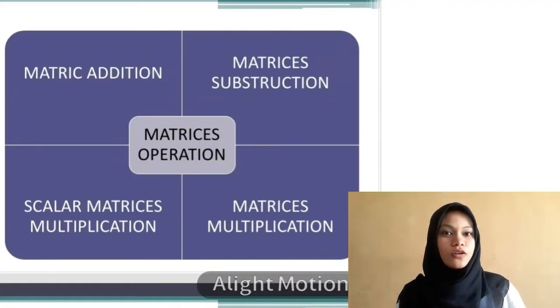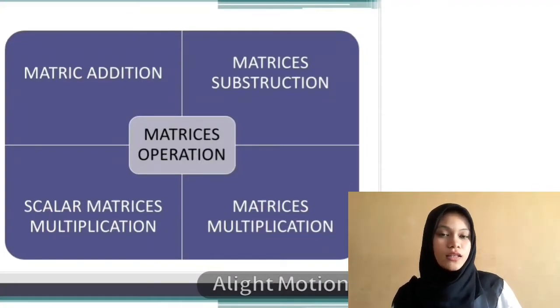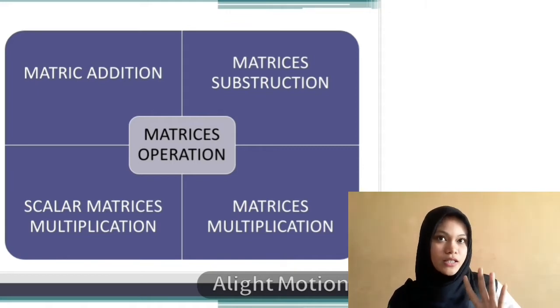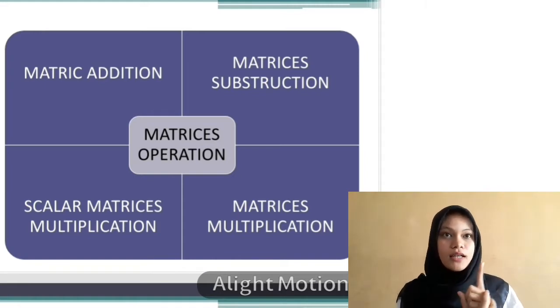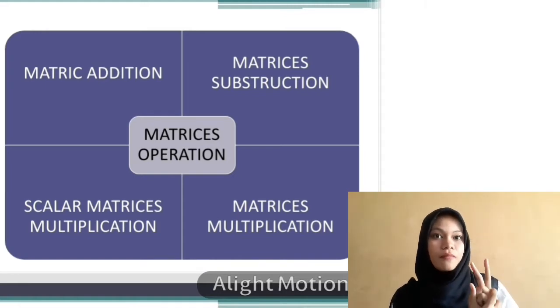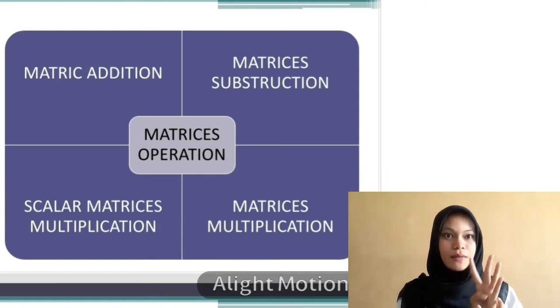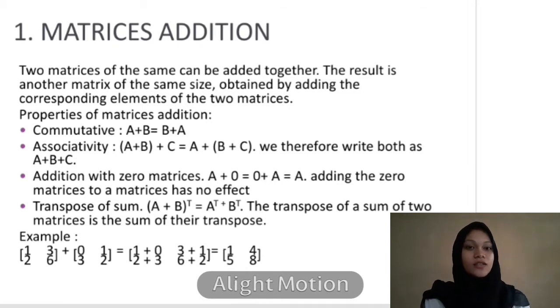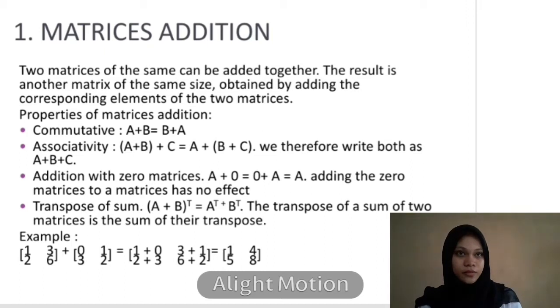Okay, after we know about matrix, we can go into matrix operation. There are 4 matrix operations. First, matrix addition and matrix subtraction, scalar matrix multiplication, and matrix multiplication. Matrix addition. Two matrices can be added together if they have the same rows and the same columns. The result is another matrix of the same size, obtained by adding the corresponding elements of the 2 matrices.